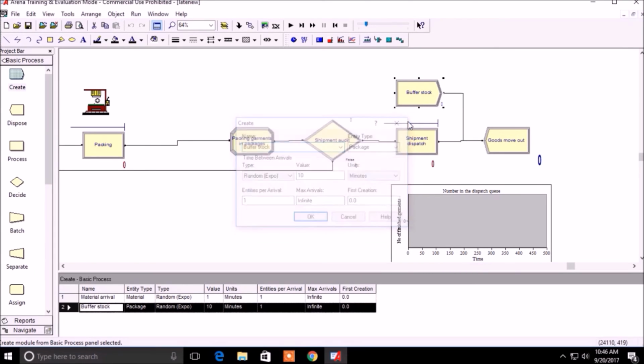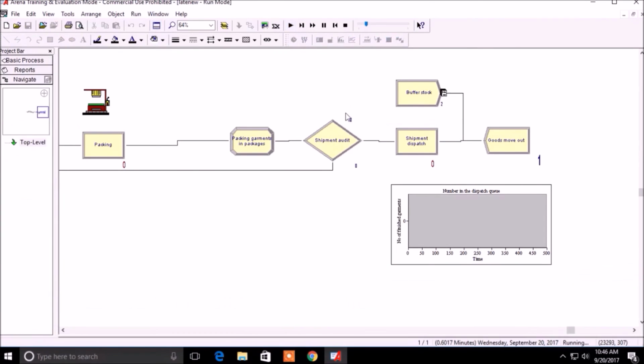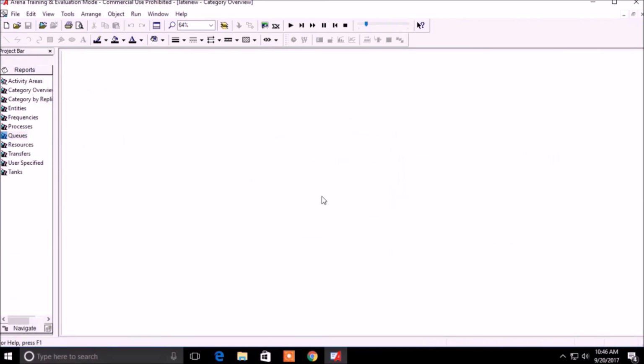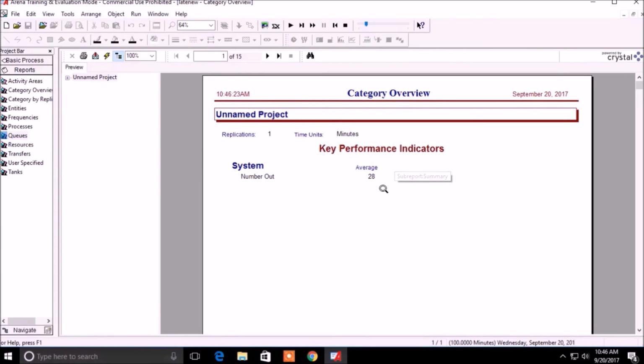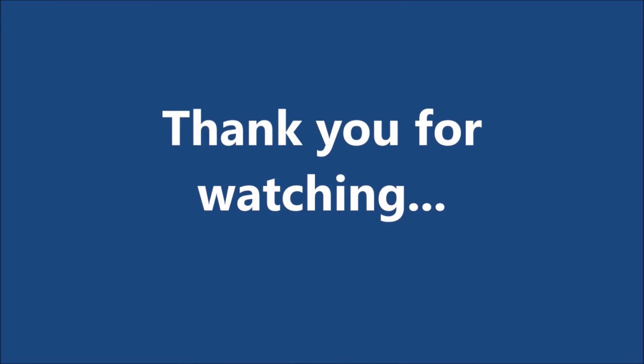Mitigation strategy: the company can use buffer stocks to satisfy the high demand. We'll run the model to see the effectiveness. See, the number of goods moving out is more than before because each package is packed with 2 garments. The total number of garments is 28. So overall, this model can be used to see the effectiveness of mitigation strategies on risks. Thank you for watching.